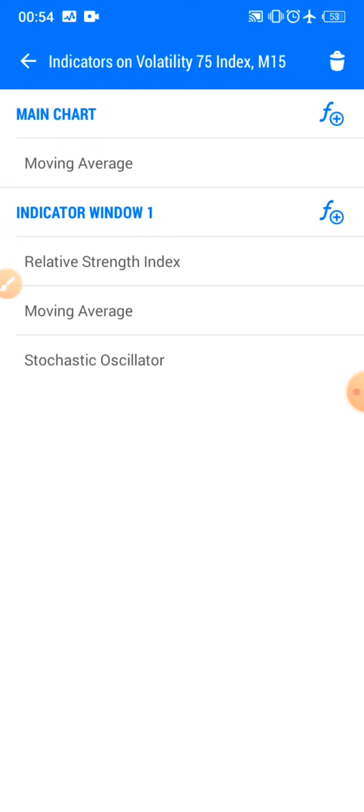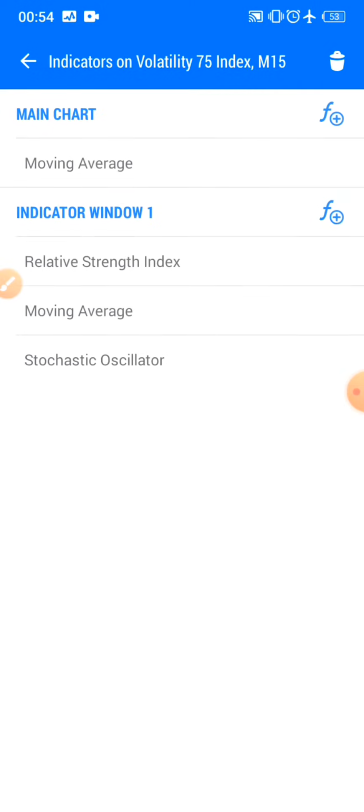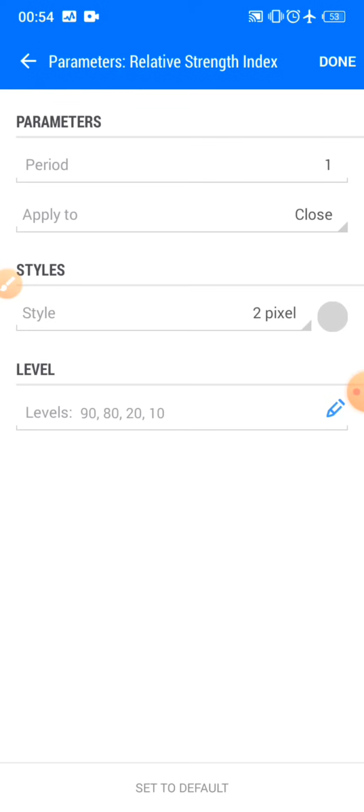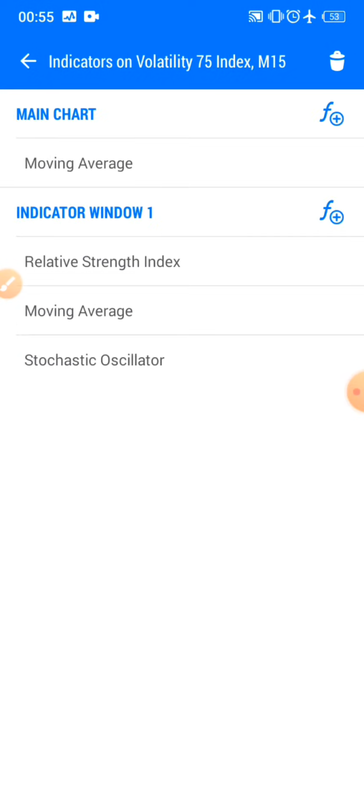For the main chart, we are going to be adding the moving average with period 20, shift 0, method exponential, apply to close. In color, you can choose any color of your choice. Then click on done. Then for the indicator window, we're going to be adding the RSI, relative strength index, with the period of 1, apply to close. And then for the levels, we're going to be adding levels 10, 20, 80 and 90. Take note of those levels, then click done.